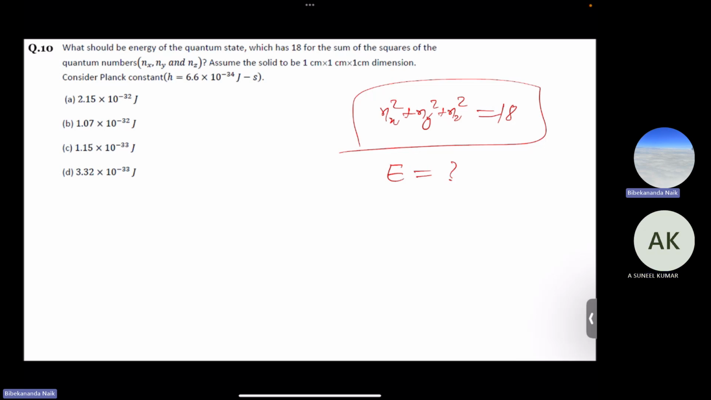Do you have an idea how these expressions are derived, how the formula became h square by 8 m L square, nx square plus ny square plus nz square? Yes, sir. Okay, so then it's good.